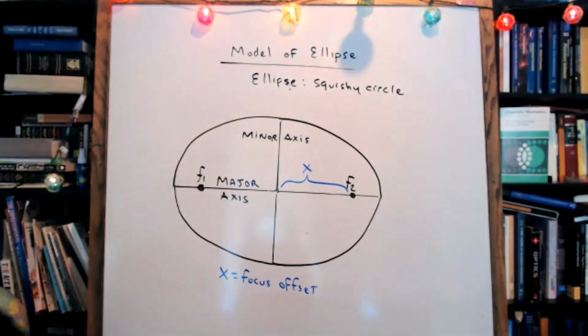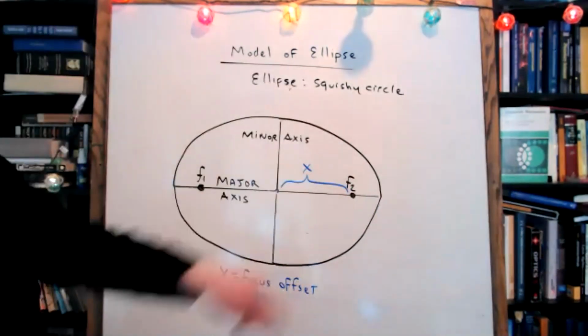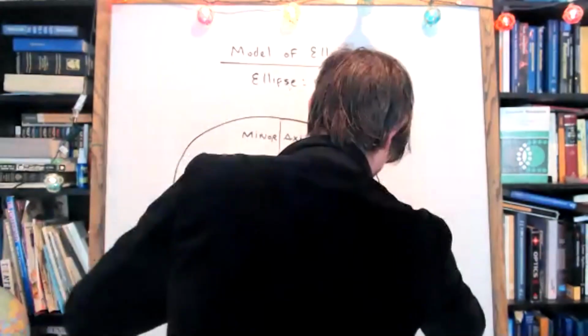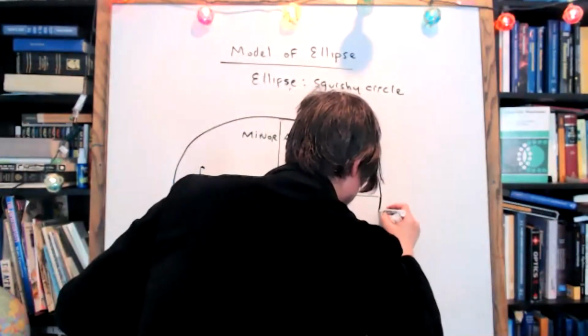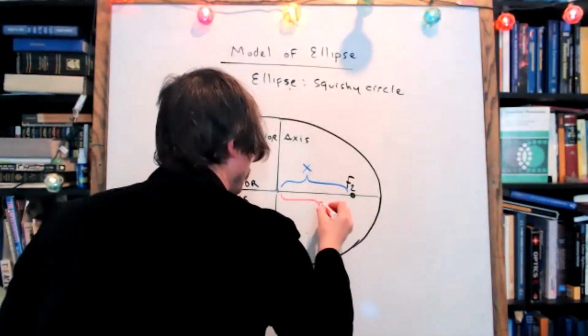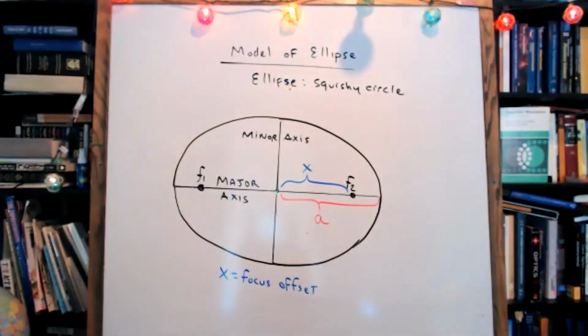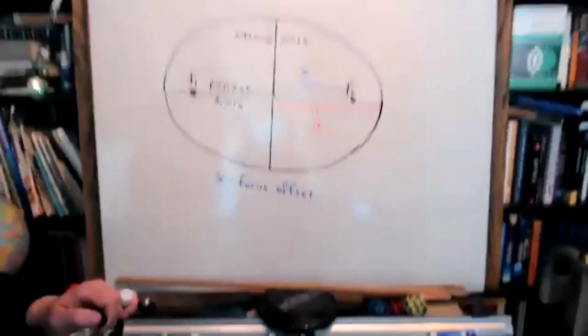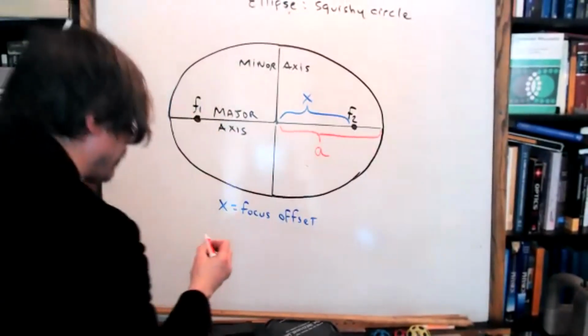And then there is another very important parameter. It goes from the center to the edge of the ellipse. I'm just going to clean this up here for a second. This distance here is a really important distance in this class. It gets its own letter A, and A is the semi-major axis. In other words, it's half of the major axis.